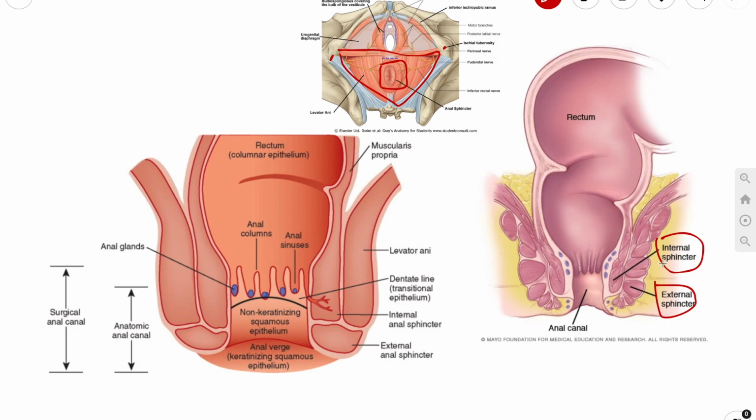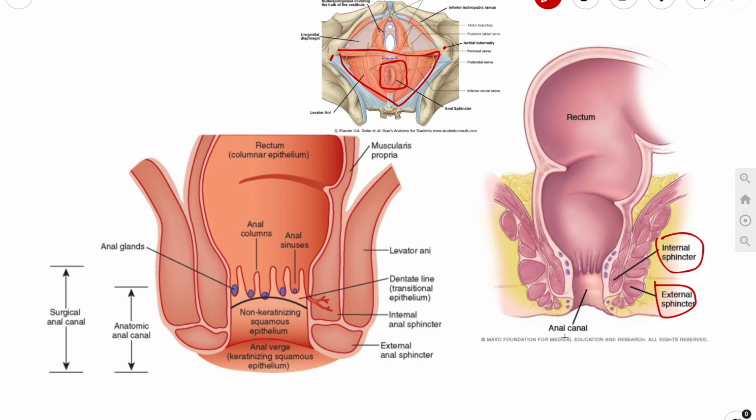First, the internal sphincter surrounds the upper two-thirds of your anal canal, right down there. It is formed from the thickening of the involuntary circular smooth muscle in the bowel wall. The external anal sphincter is a voluntary muscle. The internal is involuntary, the external is voluntary. It surrounds the lower two-thirds of your anal canal, overlaps the internal sphincter, and blends superiorly with the puborectalis muscle of the pelvic floor.